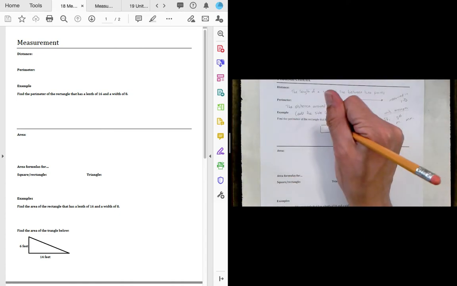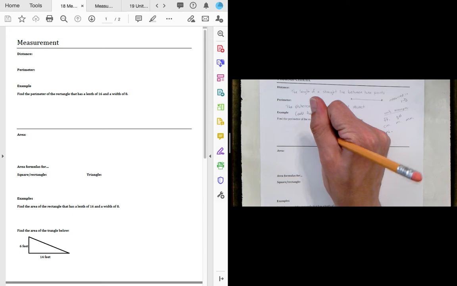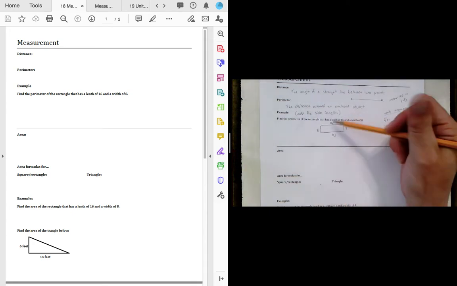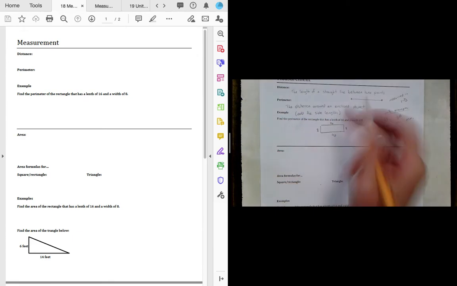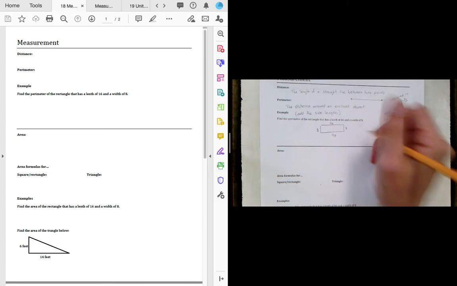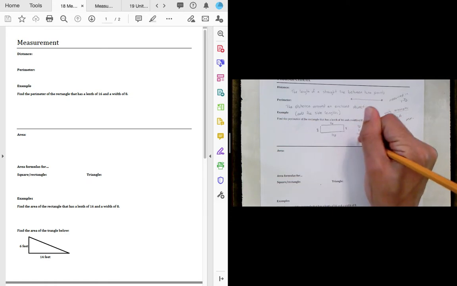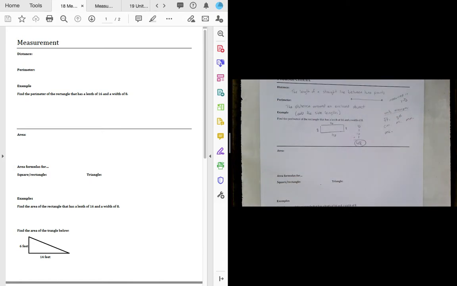So we'll finish this up by adding the missing side lengths here. We have an 8 on this side that matches this 8. We have a 16 on top to match the 16 that we put on the bottom. And we add all of these values together. 16 plus 8 plus 16 plus 8. 48 is what I get. And so we get a perimeter of 48.